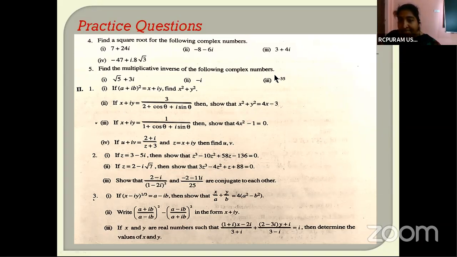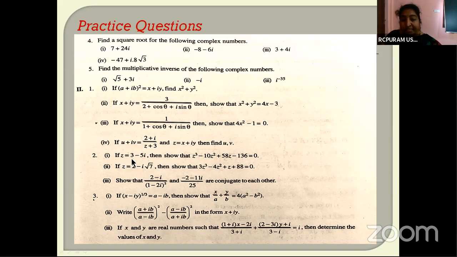Here, my suggestion is, i power minus 35 you have. First you write it as 1 by i power 35. 35 you reduce it to the smallest value possible for i. Then you go for the multiplicative inverse. Okay. Now all the remaining questions in the second section, first problem, are similar to what we have discussed, but just observe this second problem.